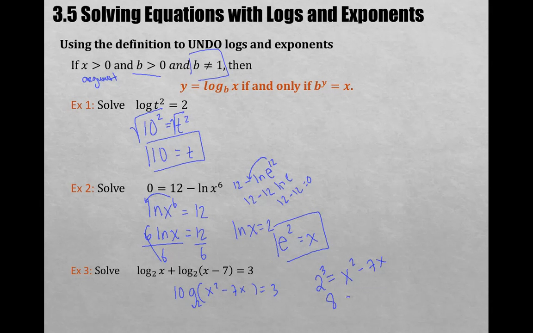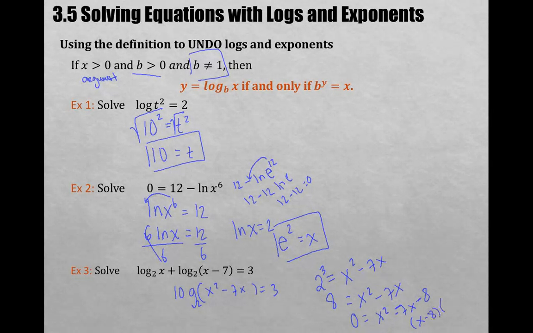So you've got 8 equals x squared minus 7x. 0 equals x squared minus 7x minus 8. And then we can use our favorite tool, factoring.